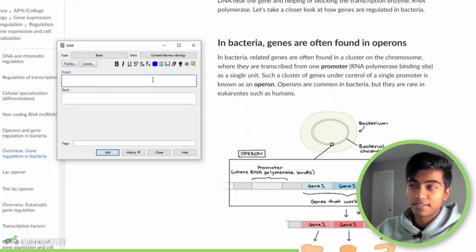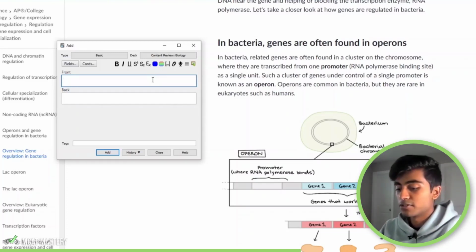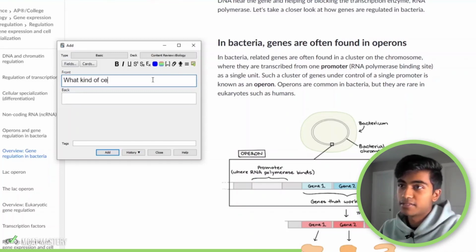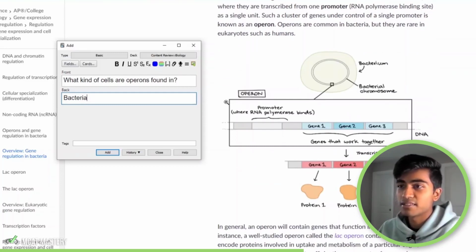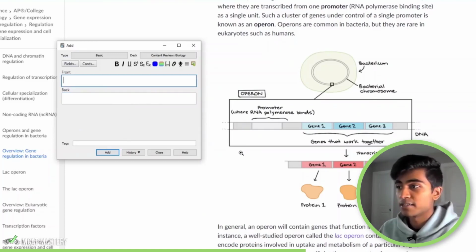We're going to just say here, and remember, don't just transcribe the question or transcribe the answer. Make sure that you're taking it out of your head. And that way you're going to remember it better. So what kind of cells are operons found in? Bacteria. Now for this, you could find a picture for it, but I think this one's kind of straightforward. So I'm just going to add it, hitting Control Enter, and bam, it added to my stack.